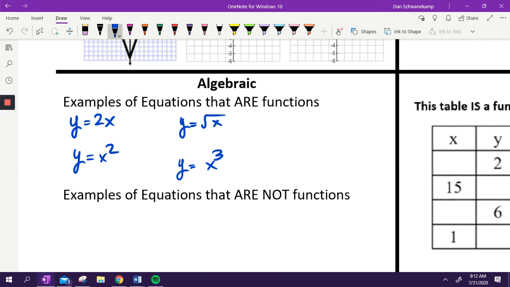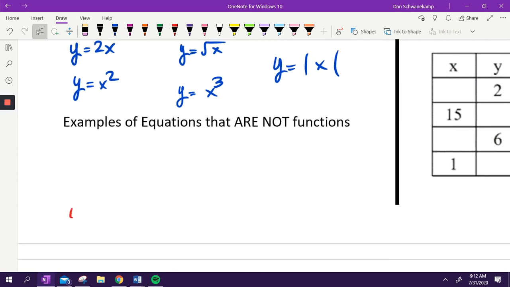What about this shape? What is this one? A V. Y equals absolute value x. Would that be a function? Yeah, you just got to remember them. Cool. That's not too bad.